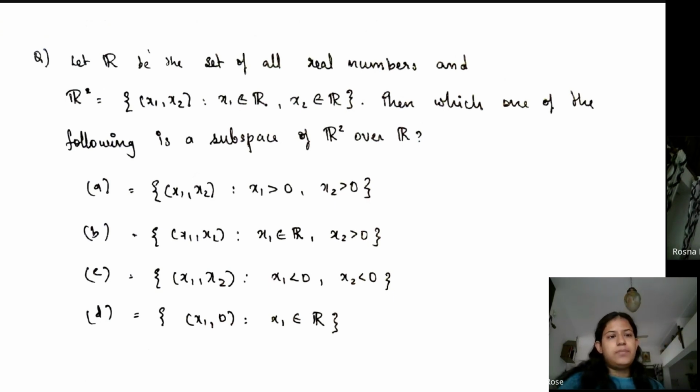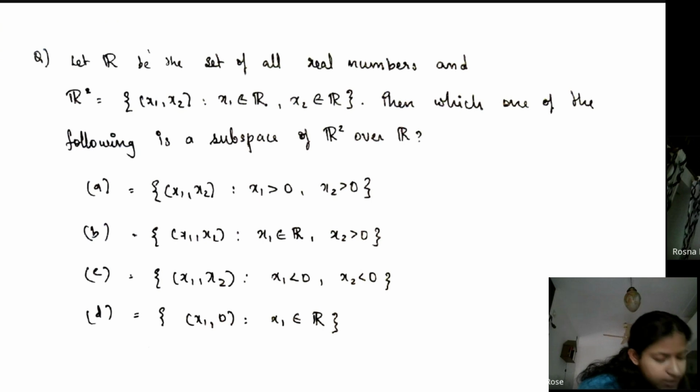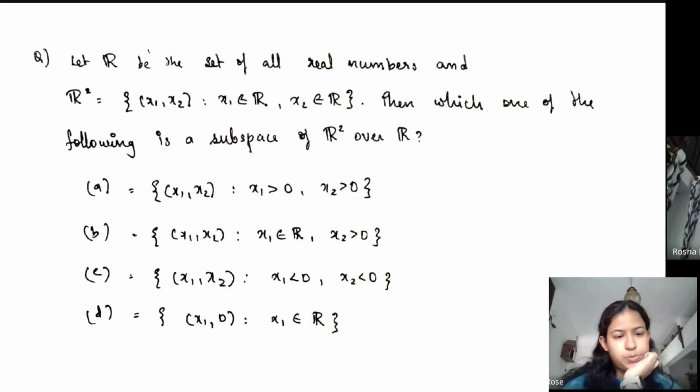Let R be the set of real numbers, and I am taking R squared, which is the collection of (x1, x2). Which of the following is a subspace of R2 over R? Option A, the ordered pair (x1, x2) where x1 is greater than 0 and x2 is greater than 0. Option B, (x1, x2) where x1 belongs to all real numbers and x2 is greater than 0. C, (x1, x2) where x1 is less than 0 and x2 is less than 0. And D, (x1, 0) where x belongs to R. Okay, many of you said option D. This is a very easy question. Can someone say why only option D is correct?